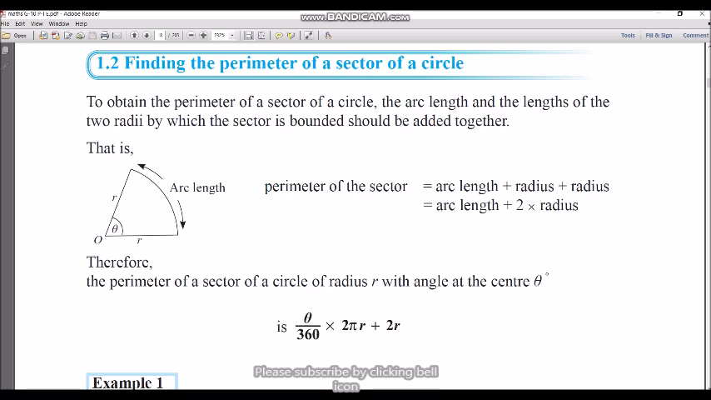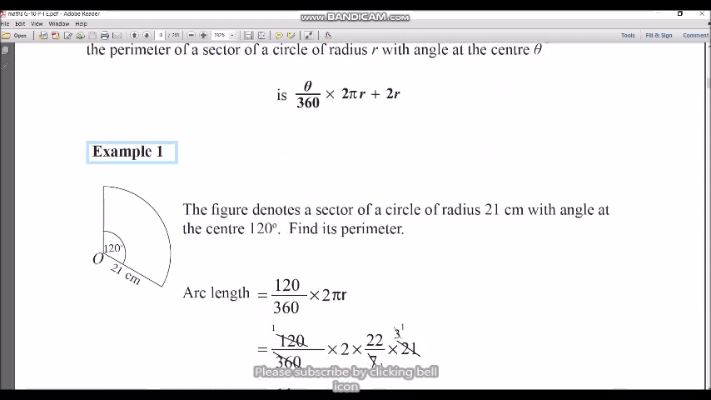Then the next part is to find the perimeter of a sector of a circle. As we discussed, we can get the arc length by 2 pi r times theta over 360, and then for a sector we know we have to add 2 more radius values. So we can get the perimeter of a sector by this equation given in the textbook. And there are some examples for that.